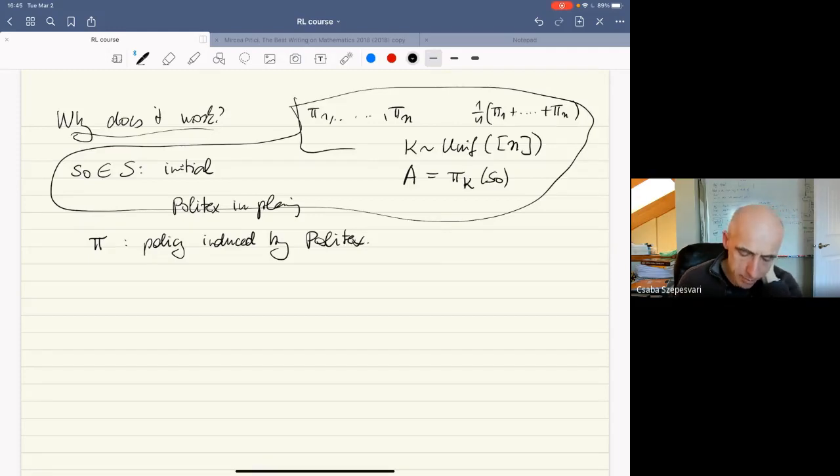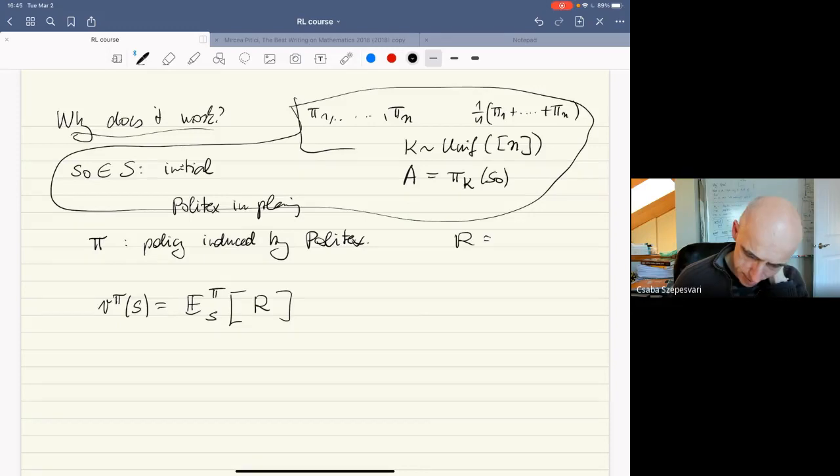So what can we say about the value of this policy? Okay, so the value of this policy, of course, let's care about some state S. Well, the value is defined as the expected value under the policy, starting the policy from that state, of the return. So return is just the usual trail.